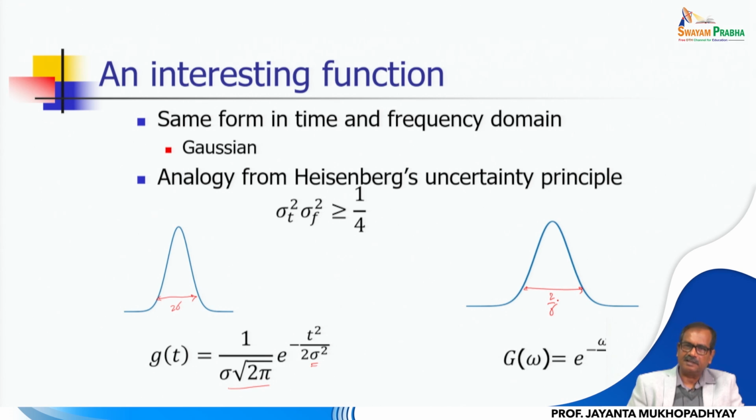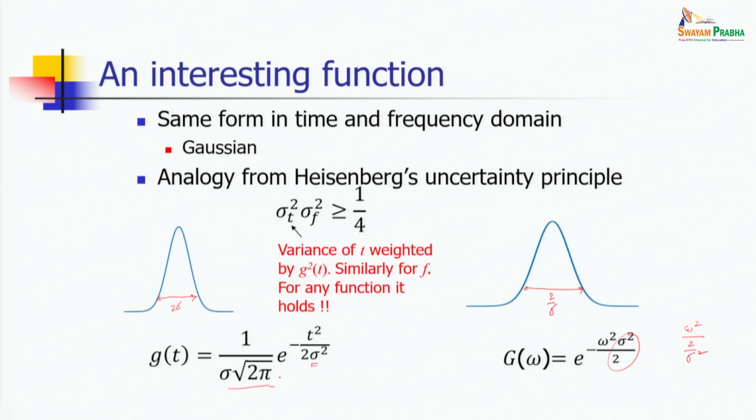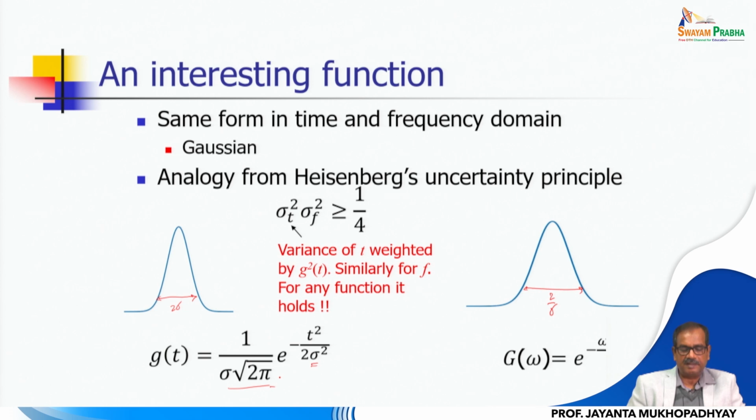You take any signal and consider this sigma, which, as you know, is related to the standard deviation of these distributions. So, sigma t and sigma f are defined as standard deviations, the variance of t weighted by g squared t, and similarly for f. For any function it holds. And this is called the uncertainty principle in the wavelet domain, akin to Heisenberg's uncertainty principle.